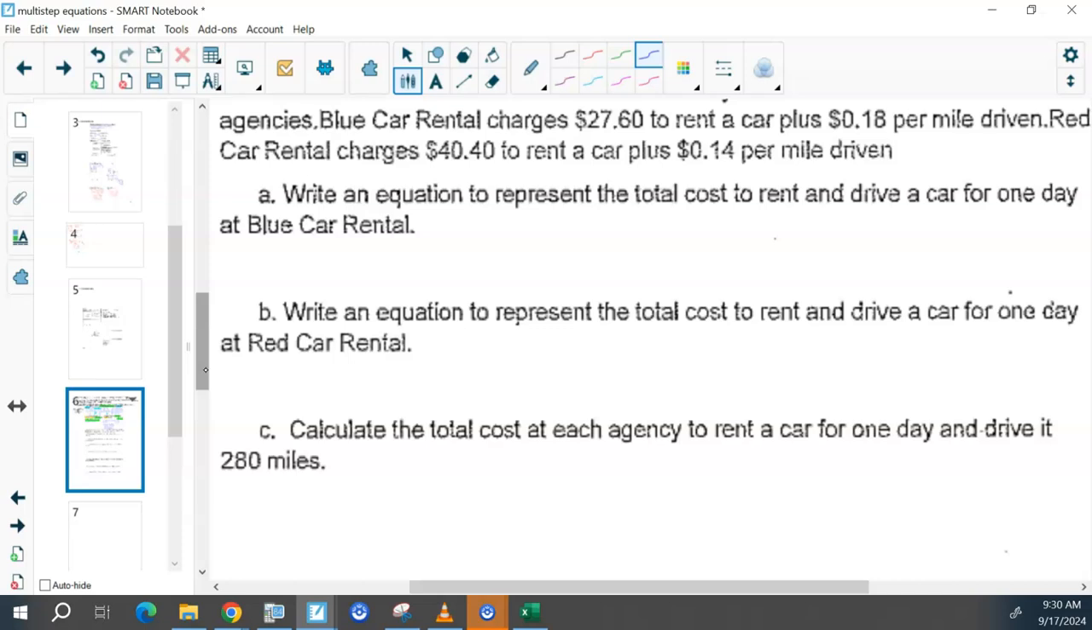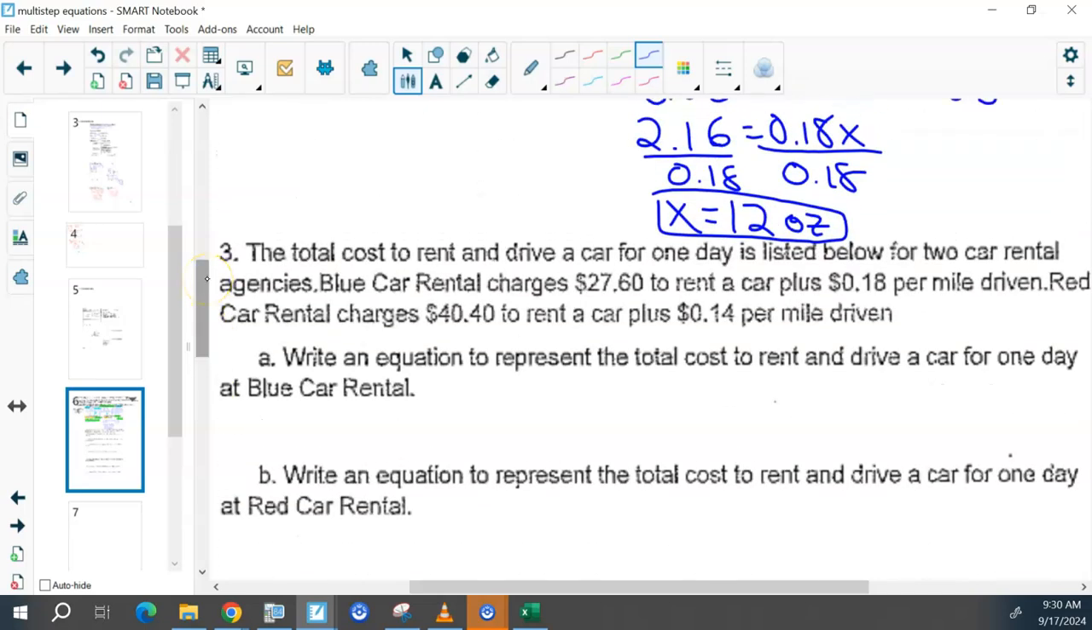Before you move, I just want to explain that the first 2 parts are just writing some equation based on what's given. And it's talking about 2 different things, the blue car rental agency and the red car rental agency. So make sure you're not mixing those numbers. If you need my help, raise your hand, and I'll be around. I will start a timer for 10 minutes.